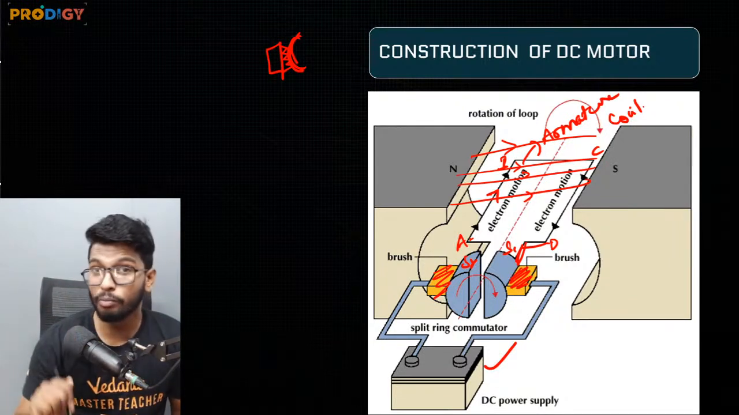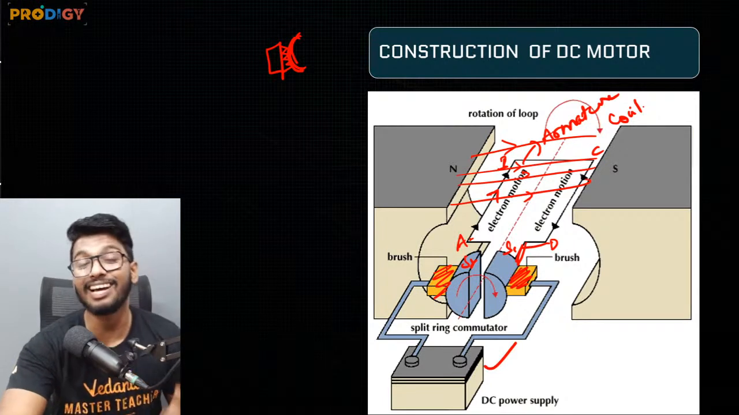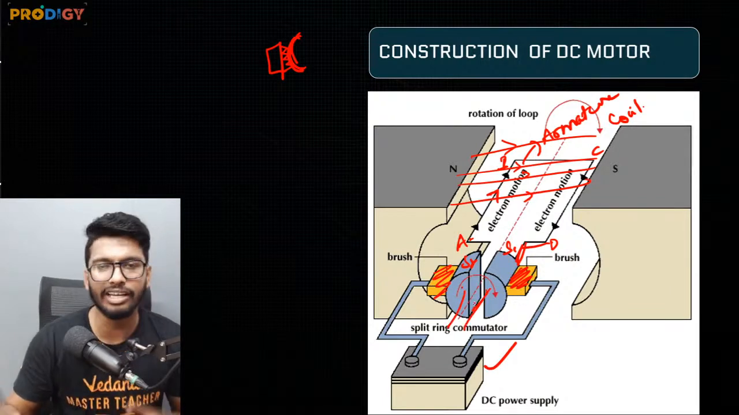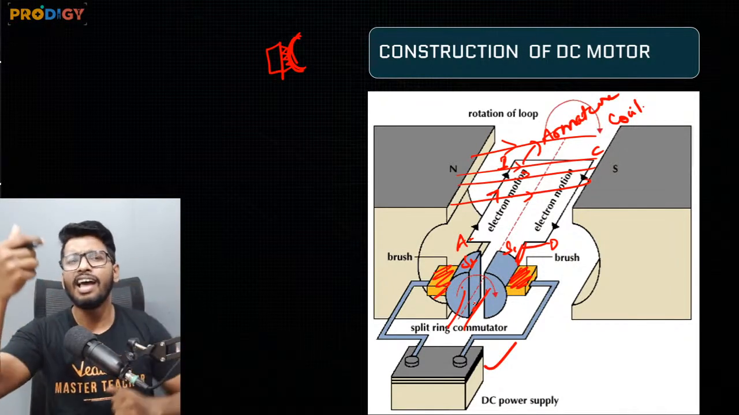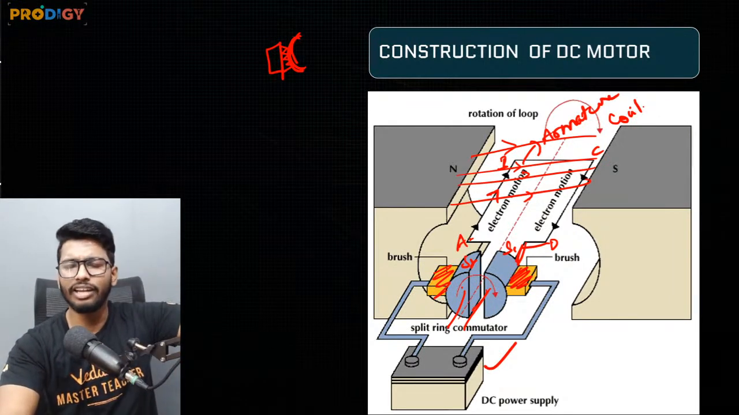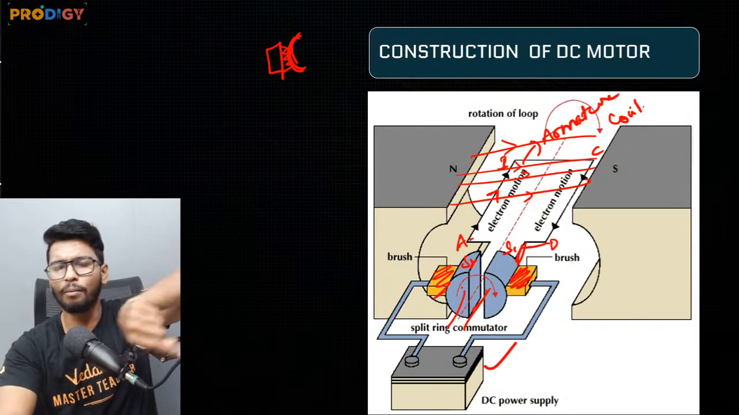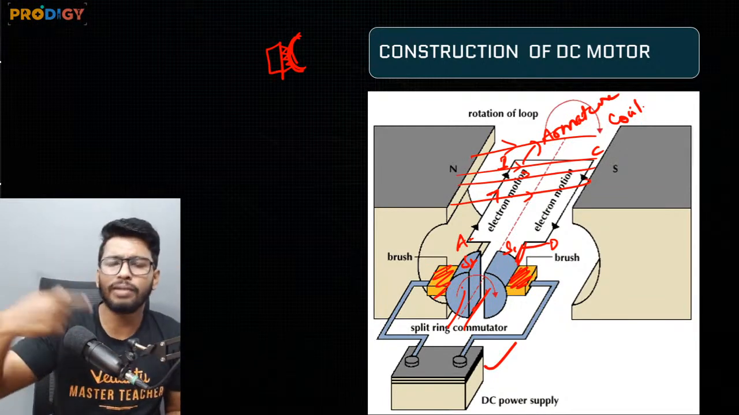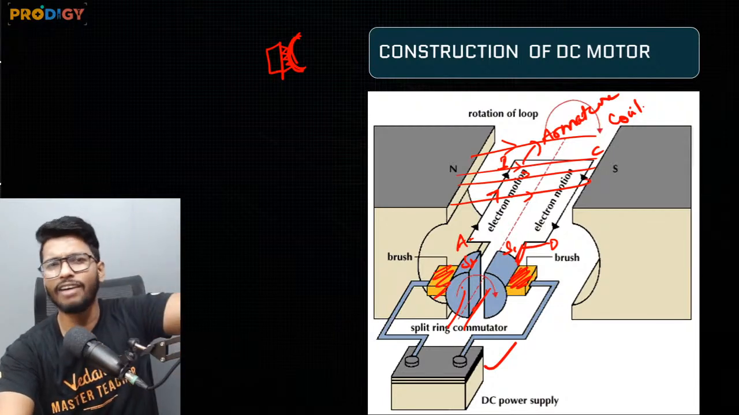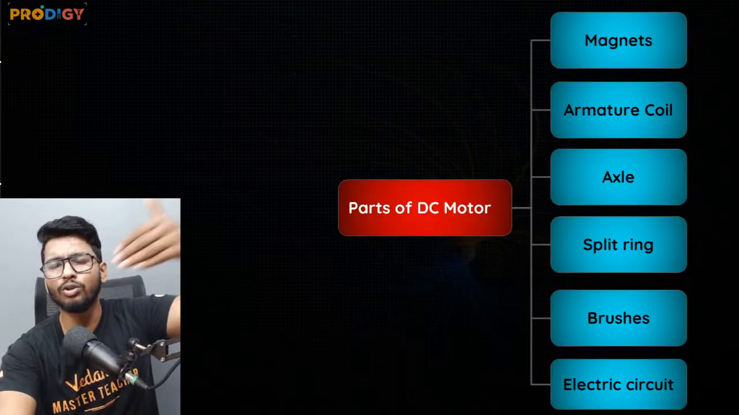Now, apart from this, there's one more part that is missing over here, and that is the axle. This split ring is in turn connected to the rotating part. So you'll have an axle, and at the end of the axle, you can have a fan, or it could be something else which is connected. And as the split ring commutator rotates, this particular device, fan or whatever it is, will also start to rotate.